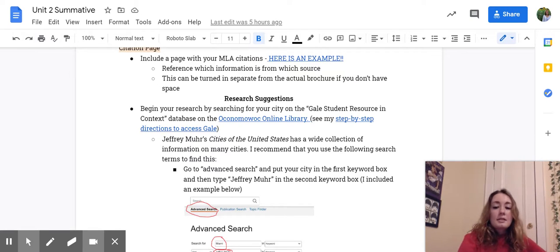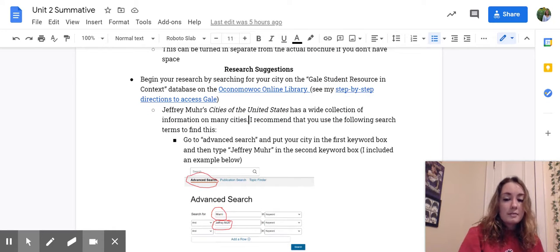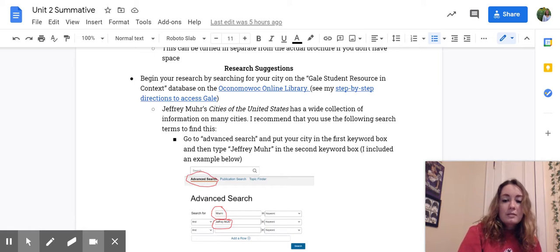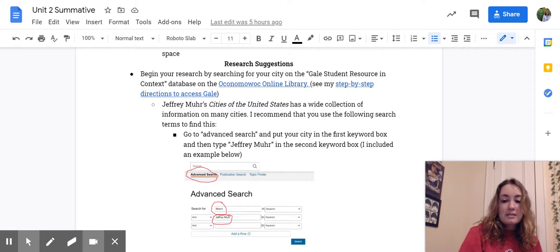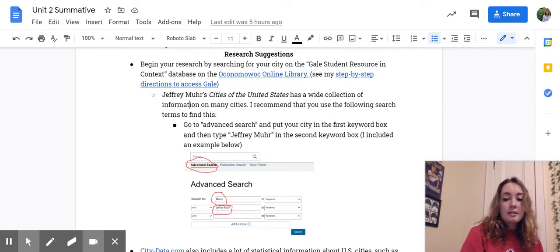Okay. So when it comes to doing your research, we know that Gale is always the best place to start. So 1, it's going to give you good sources, and 2, it actually makes your life easier because all you have to do is copy the MLA citation from Gale. You don't have to make it yourself. So here are some recommendations when it comes to searching on Gale. I actually put some step-by-step information on how to access that there.